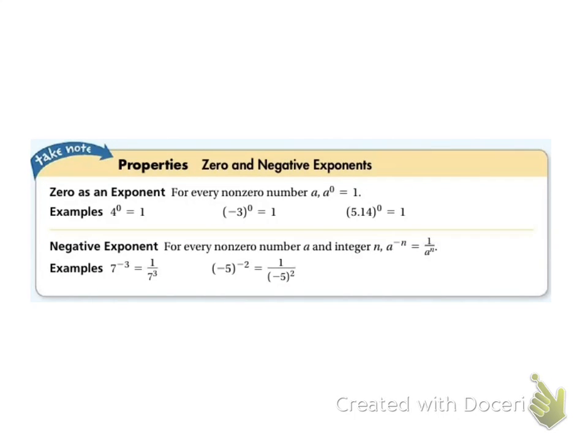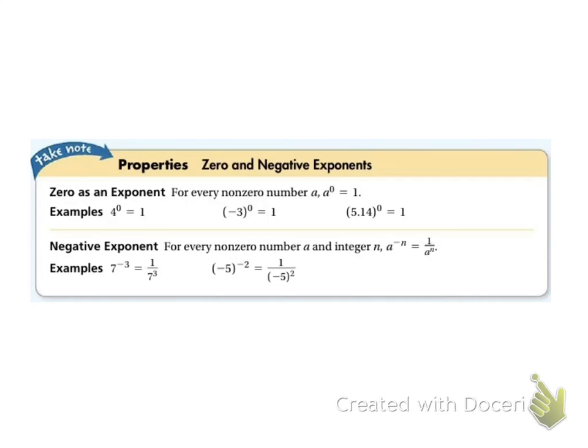This is 7.1 of Algebra. So we're going to start looking at exponents. Anytime you take a non-zero number, so 3, 7, 92, 1,000, negative 400, negative 73, anything that's not zero, and you put it to the 0th power, like a to the 0 here, you get 1. So 4 to the 0 is 1. Negative 3 to the 0 is 1. 5.14 to the 0 is 1.